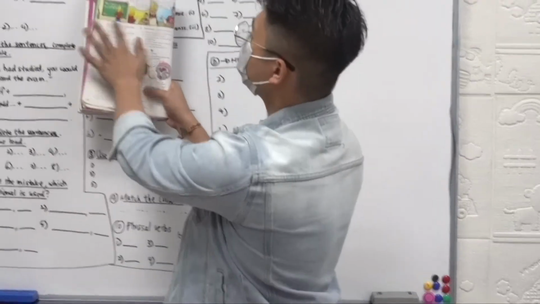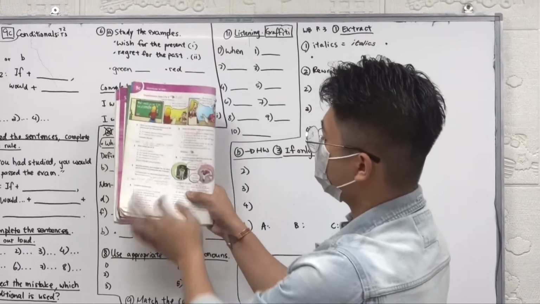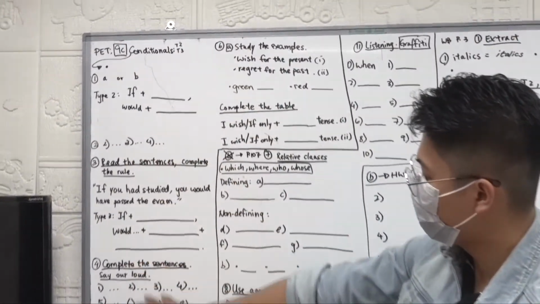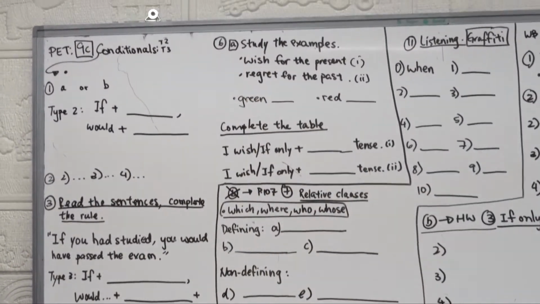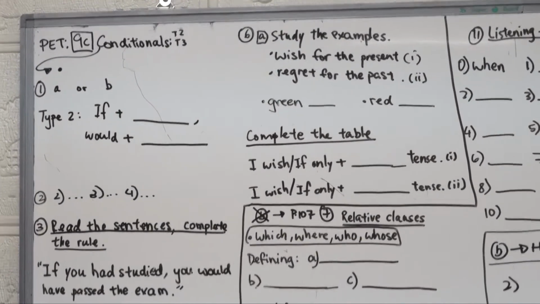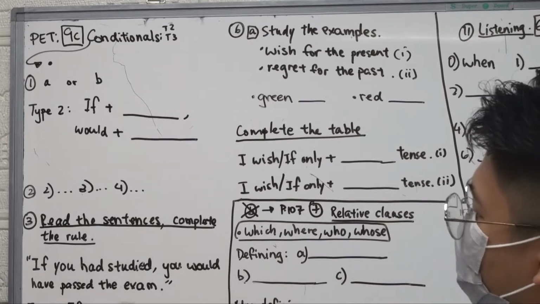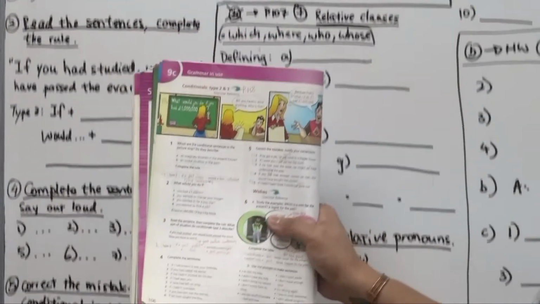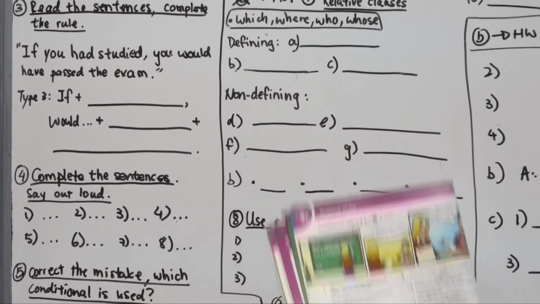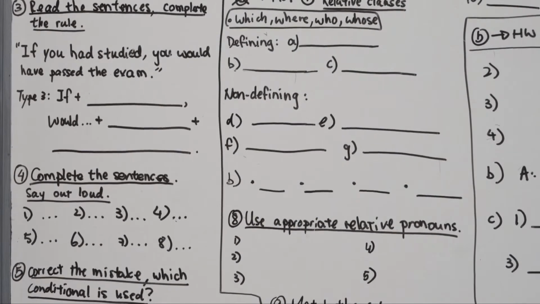The corresponding numbers, 1, 2, 3, 4, 5, 6, are on the whiteboard as well. Now, if you feel lost in any part, just look at the number of what I'm talking about and then refer to your book, alright? So it should be simple to understand. Alright, so let's start our class.